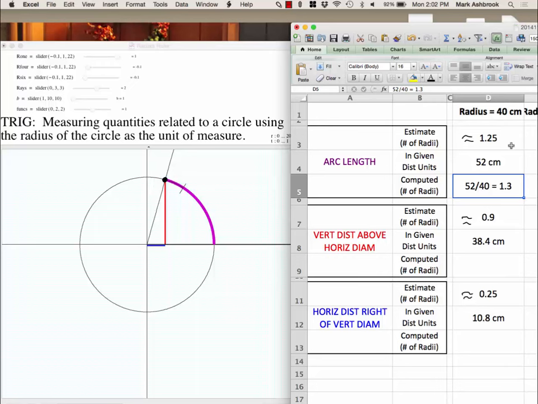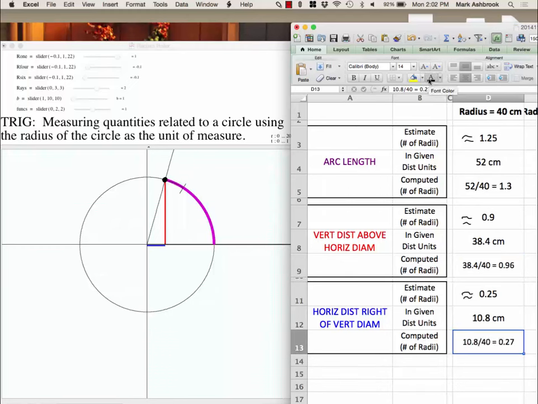Okay? Vertical distance. So if it's 38.4 centimeters, we want to know how many 40s make up 38.4, right? Should have gotten 0.96. Did you get 0.96? Or we're asking what fraction is 38.4 of 40? That's how many radius lengths up that point is from the horizontal diameter. Okay, finally, horizontal distance. Did you get 0.27?